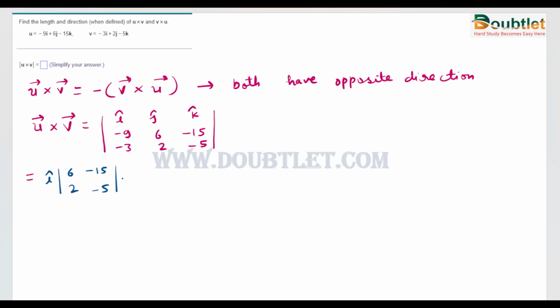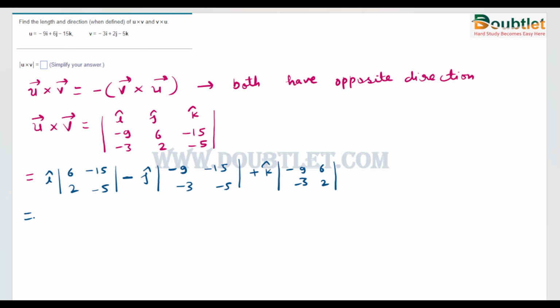Then we put a minus sign and take j. To find j, we eliminate this column and this row. What is left is 9, minus 15, minus 3, minus 5. Then we write plus k, and we eliminate this column and this row. What is left there is 9, minus 6, minus 3 and 2.